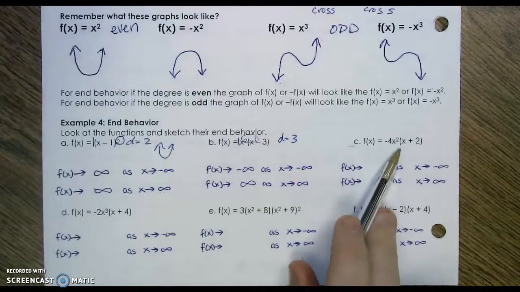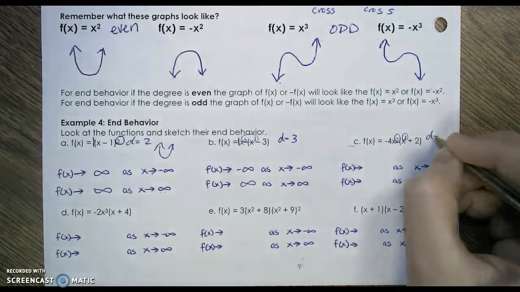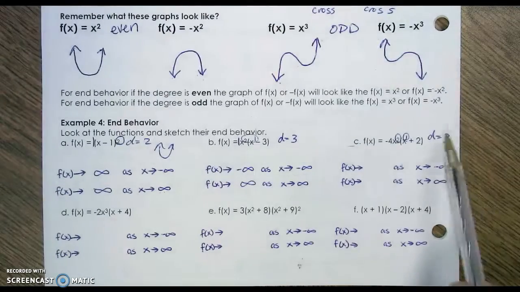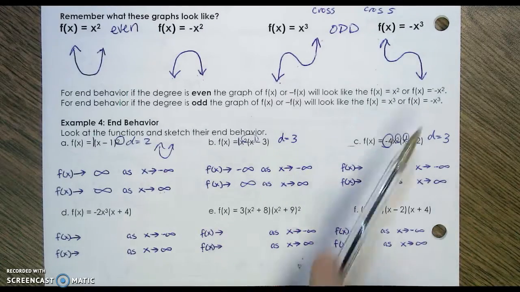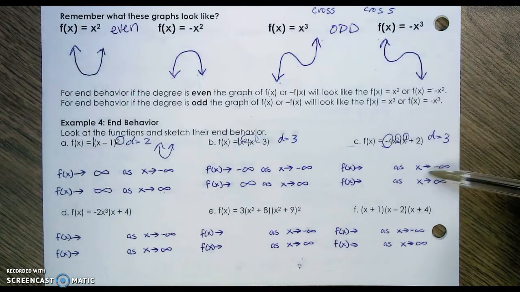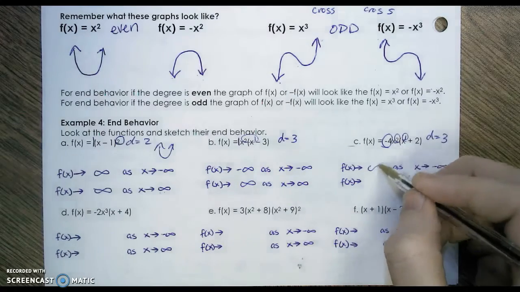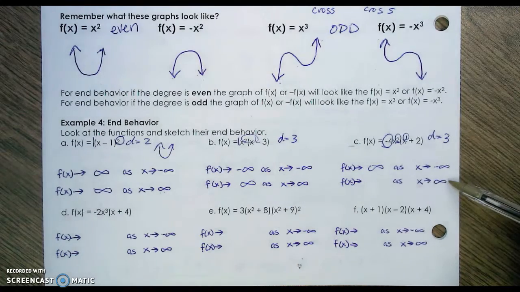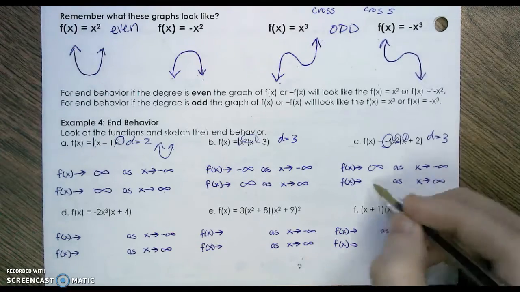Here, I've got degree 3 again. I've got squared and 1, which makes degree 3 when you add the exponents. And there is a negative 4 in front. So I've got degree 3 and it's negative, so it ends like this one. So on the left, when x goes negative, the y's go positive to positive infinity. On the right side, as x's go positive, the y values go negative, negative infinity.